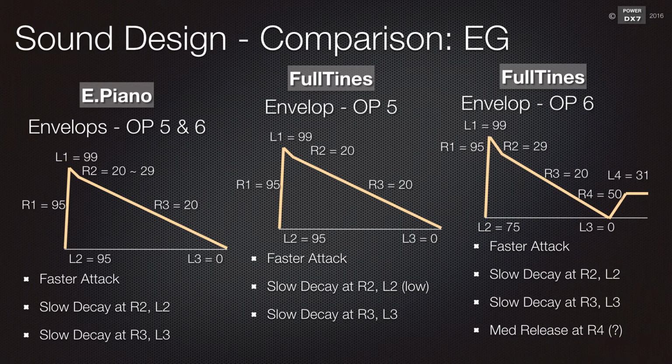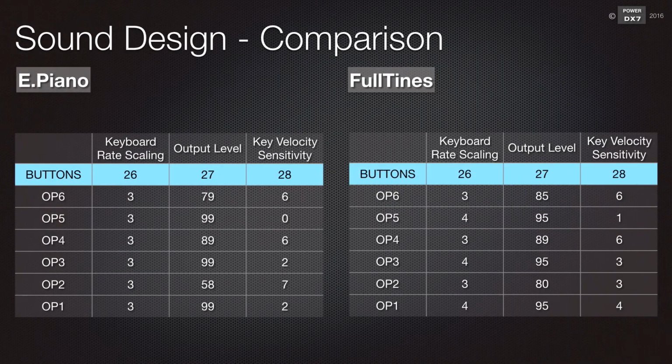The main decay is controlled by rate 3, reaching to level 3, which is 0, slowly. But it moves at medium speed to level 4, which is set at 31. By hearing Fulltines, we cannot determine what the purpose of this key release sustain is. Let's compare other priority parameters.